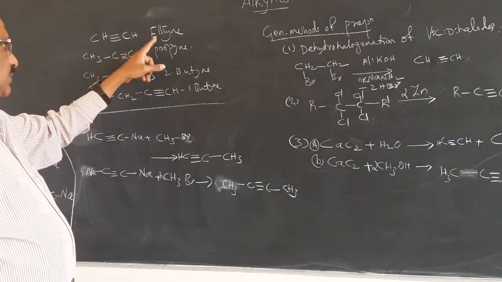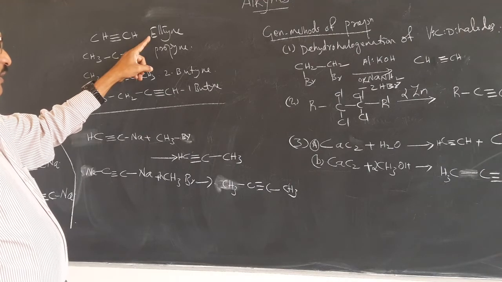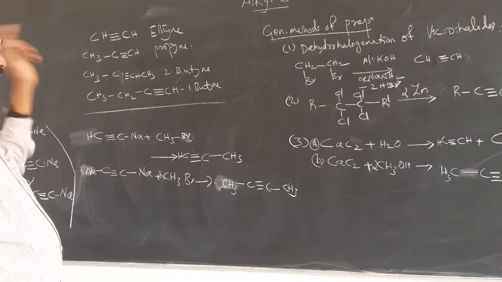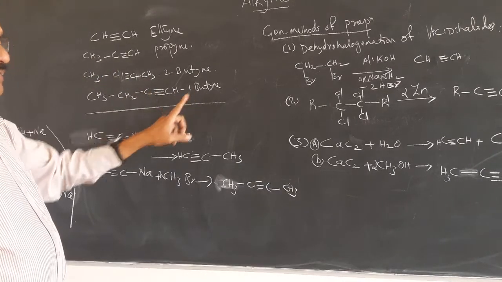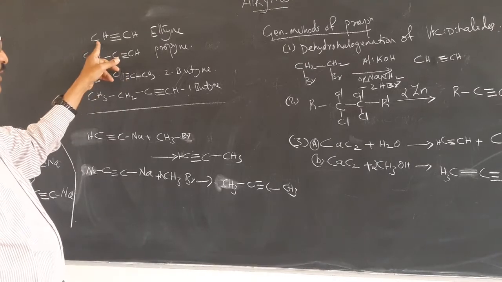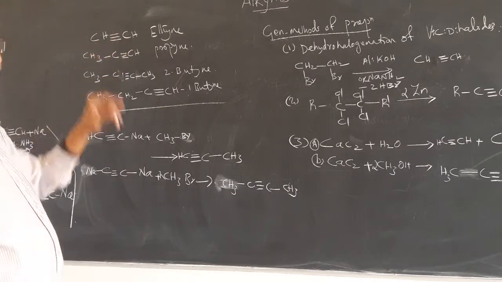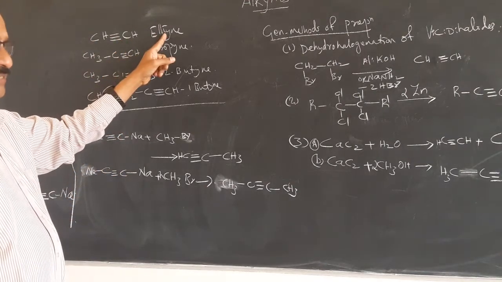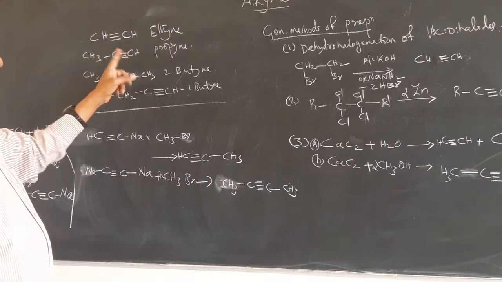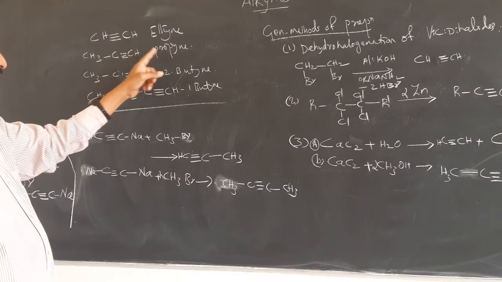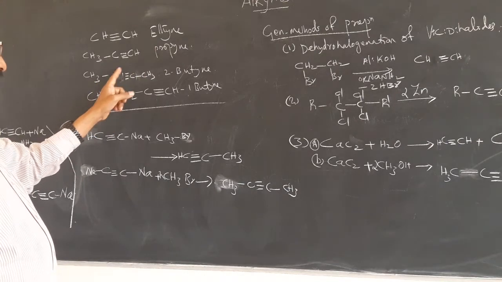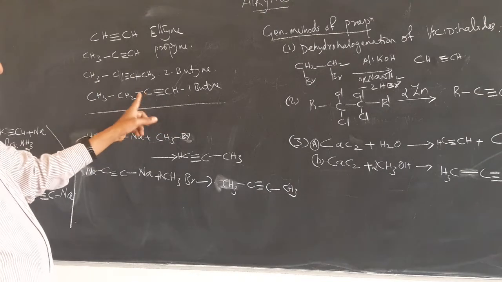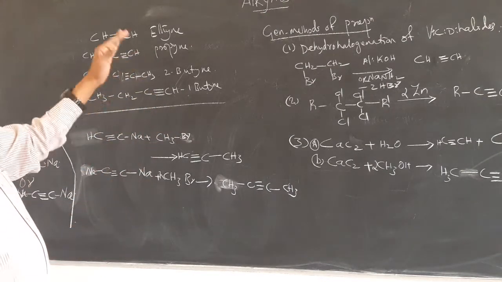Example, you can say acetylene, otherwise you call it ethine, CH triple bond CH, and propine, 2 butyne, 1 butyne, etc. You can see a triple bond is in between carbon atoms. CH triple bond CH is known as ethine, CH3C triple bond CH is propine, CH3C triple bond CCH3 is 2 butyne. Similarly, 1 butyne is also there, depending upon the position of the triple bond, in IUPAC nomenclature.